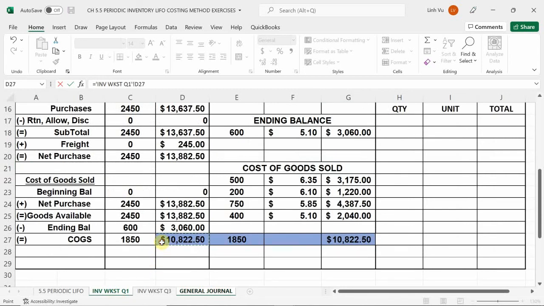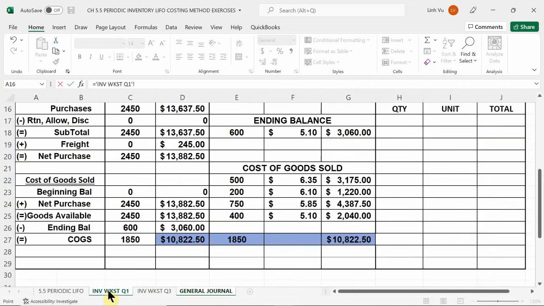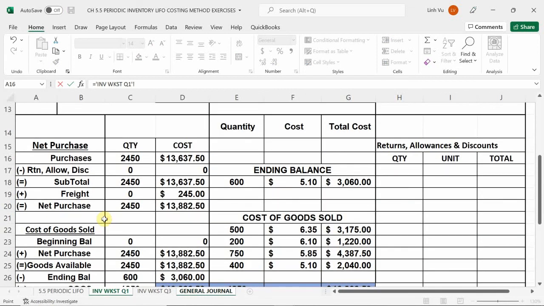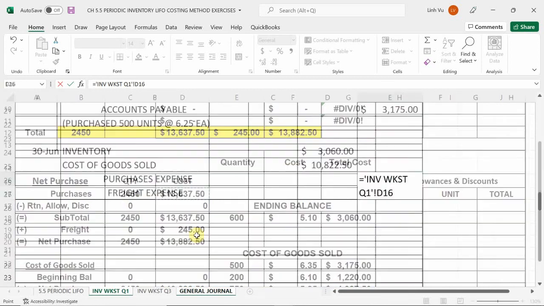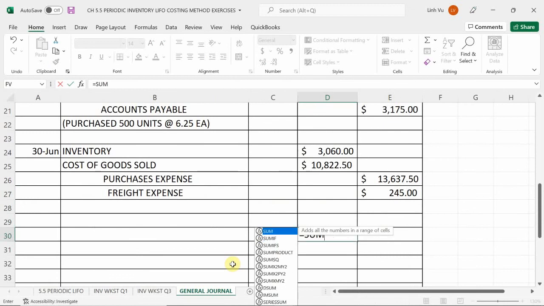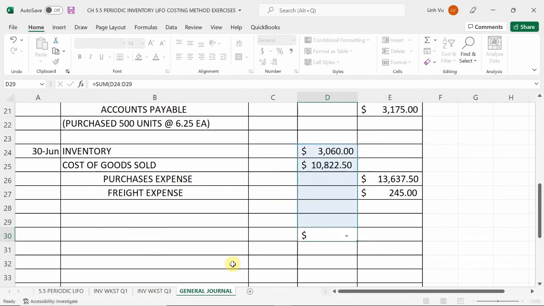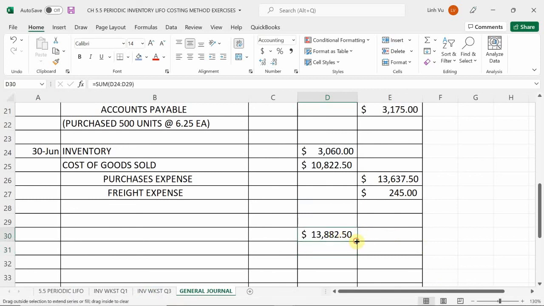How much was my total cost of goods sold? We said $10,822.50. Good. What was my total original purchase price? $13,637.50. Good. And then what is my total freight? 245. Yes. And of course, rule of thumb here is you should ensure that your total debits match your total credits. So in this case, I got $13,882.50 on the left to my $13,882.50 on the right. So we ensured we did our accounting correctly.